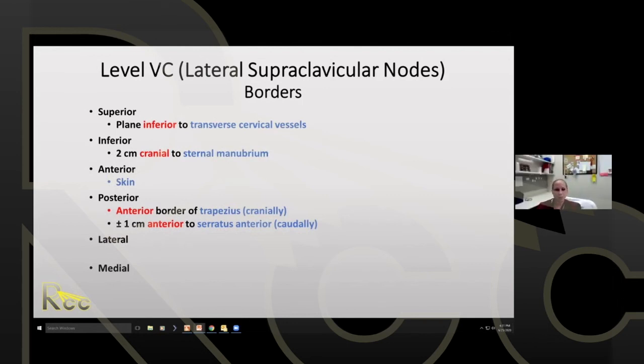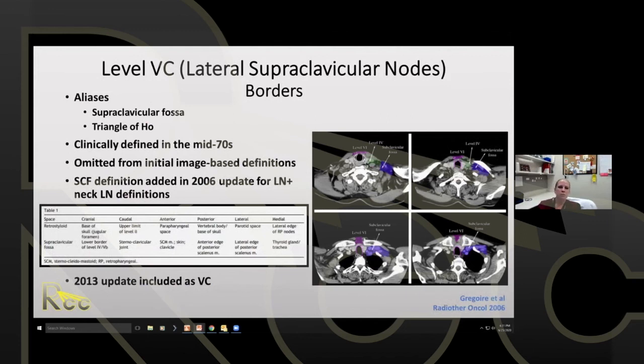And then I already clicked through these. So the anterior border is the skin, and then the posterior border cranially, we're looking for the anterior border of the trapezius, and then around 1 centimeter anterior to the serratus anterior, laterally the trapezius, and then medially the scalenus, lateral edge of the sternocleidomastoid, and level 4A. So level 5C truly represents the lateral supraclavicular nodes. This is sometimes referred to as the supraclavicular fossa or the triangle of Hoe.